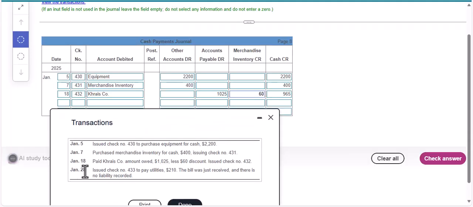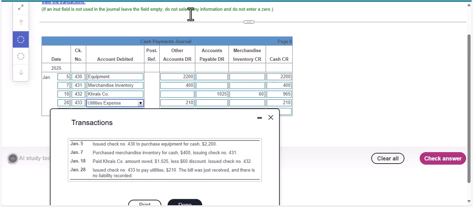And then lastly, on January 28th, we issued check number 433. So January 28th, check number 433 to pay utilities. So we are paying that $210 towards utilities. So that's a cash credit. Our cash is going down by $210. So let's look for a utilities expense column that would be debited. There isn't one, so we are going to have to use the other accounts debit column. So that's going to be for that $210. But then what account are we using? The utilities expense.